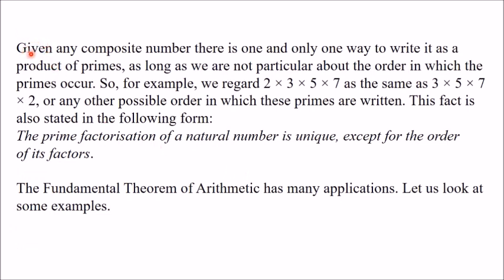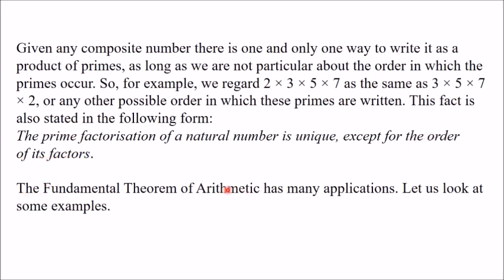Actually, it means given any positive number, there is one and only one way to write it as a product of primes, as long as we are not particular about the order in which the primes occur. So, for example, we regard 2 into 3 into 5 into 7 as the same as 3 into 5 into 7 into 2, or any other possible order in which these primes are written. This fact is also stated in the following form: the prime factorization of a natural number is unique except for the order of its factors.